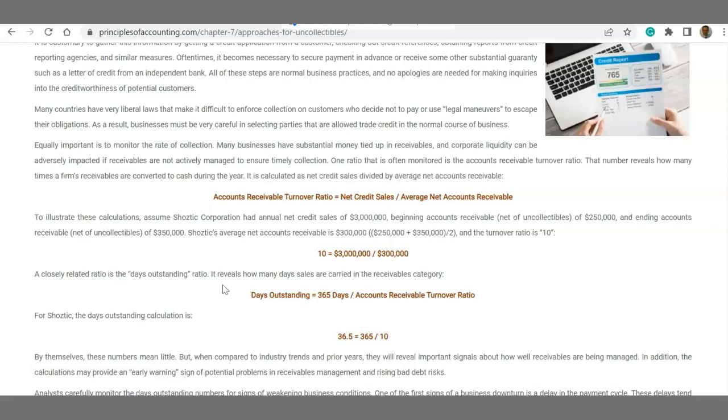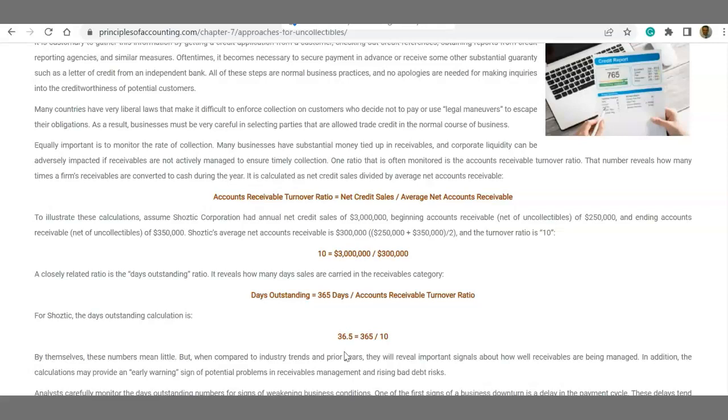You say, okay, I need to calculate days outstanding, which is 365 days in 1 year divided by the accounts receivable turnover ratio of 10 times. And that gives me 36.5 days average time to collect on your receivables. It might be good, it might not be that good.